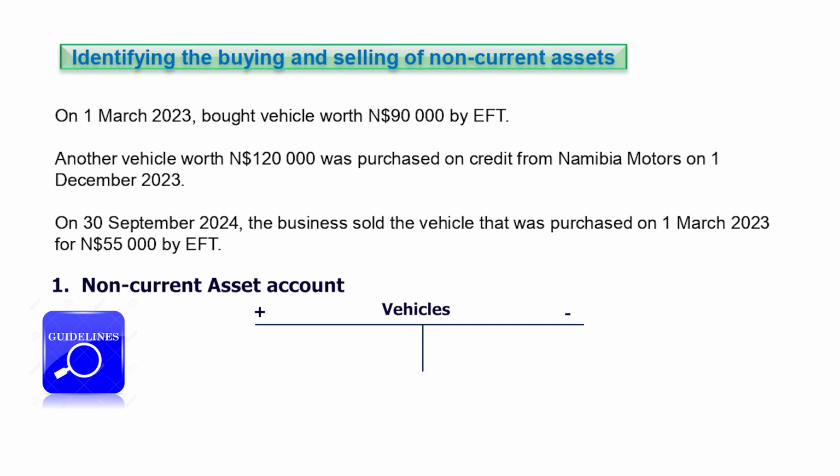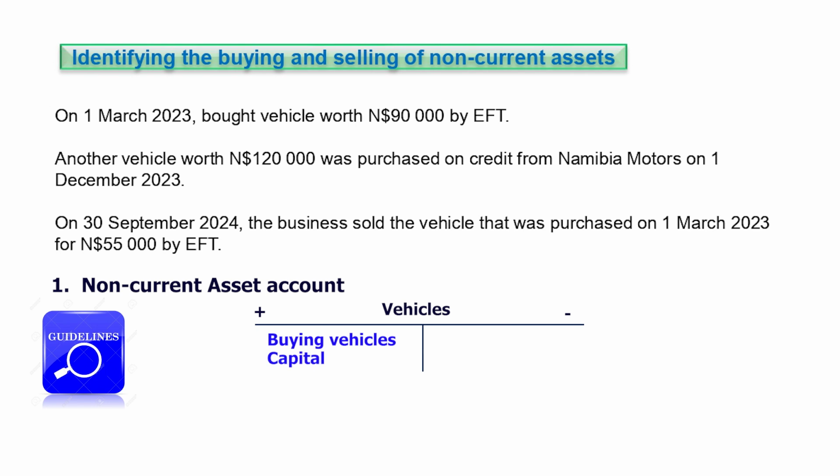For the vehicles to increase, what are the things that make the vehicle account increase? Obviously, when we buy more vehicles, the vehicles are increasing. When the owner brings a vehicle into the business, this one I will just indicate as capital, the vehicles are increasing.